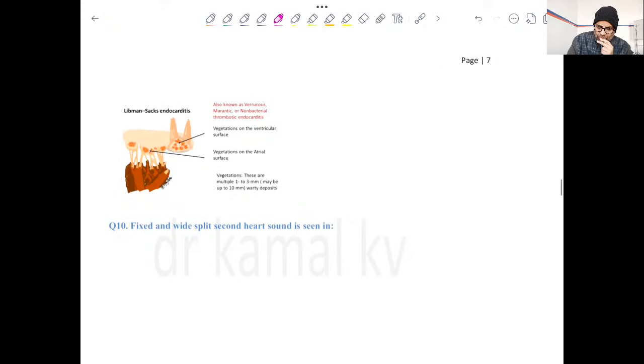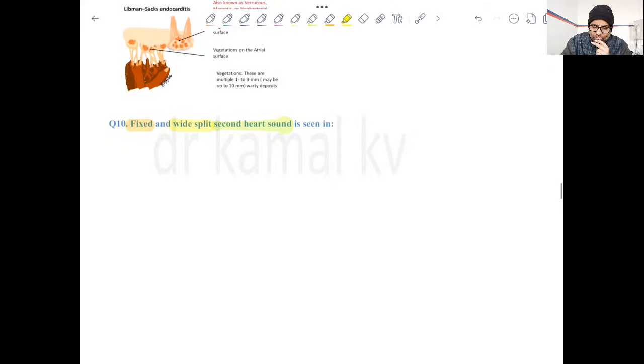Now moving forward to the second heart sound, and here the question is about the pattern of the second heart sound. It is fixed and it is widely split. To answer this question, you need to understand the basic physiology. There are two components in the second heart sound: one is the aortic component and the second is the pulmonary component. So we write the number 2 because that is related to the second heart sound, A for aortic, P for pulmonary.